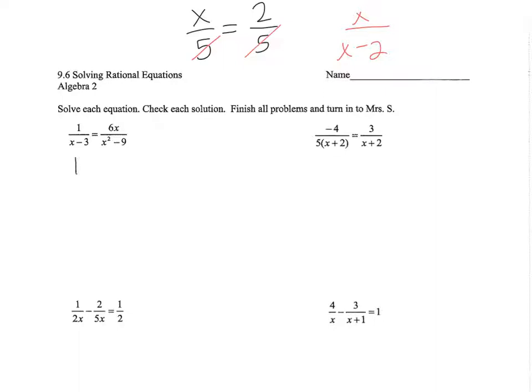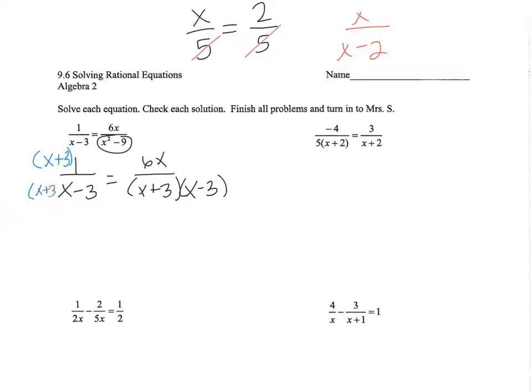So in order to get a common denominator, again, you're going to factor out both rational expressions. So this part factors into x plus 3, x minus 3. In order to get a common denominator, I need to have both binomials, x plus 3 and x minus 3. So I'm going to multiply the left-hand side by x plus 3 over x plus 3. Now I have a common denominator.